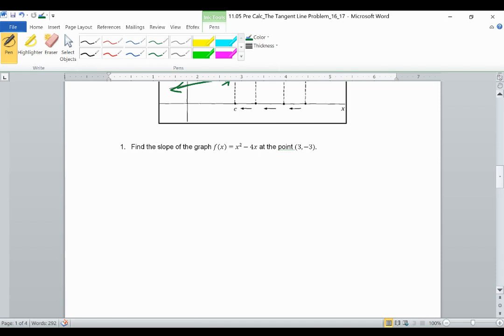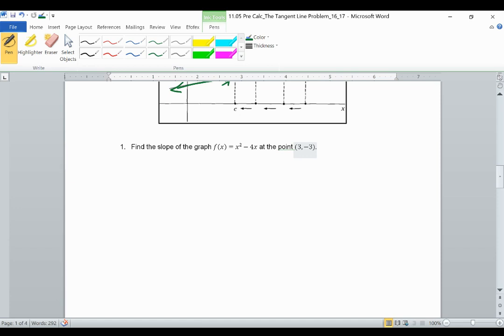So we could ask it as the slope, we can ask it as the derivative, and we can use our symbol notation, the f prime of x as well. So find the slope of the graph of f of x equals x squared minus 4x at the point 3, negative 3. So to find the slope, we want to find the slope of our tangent.